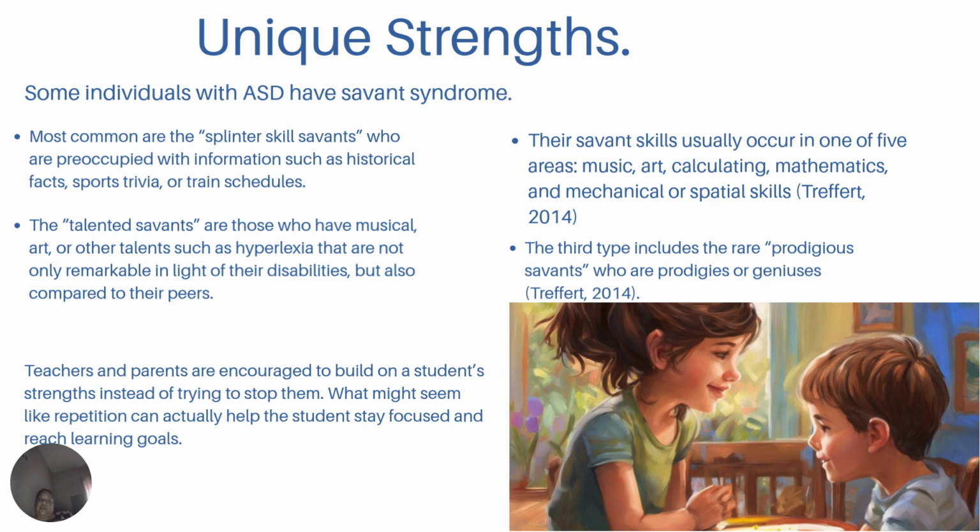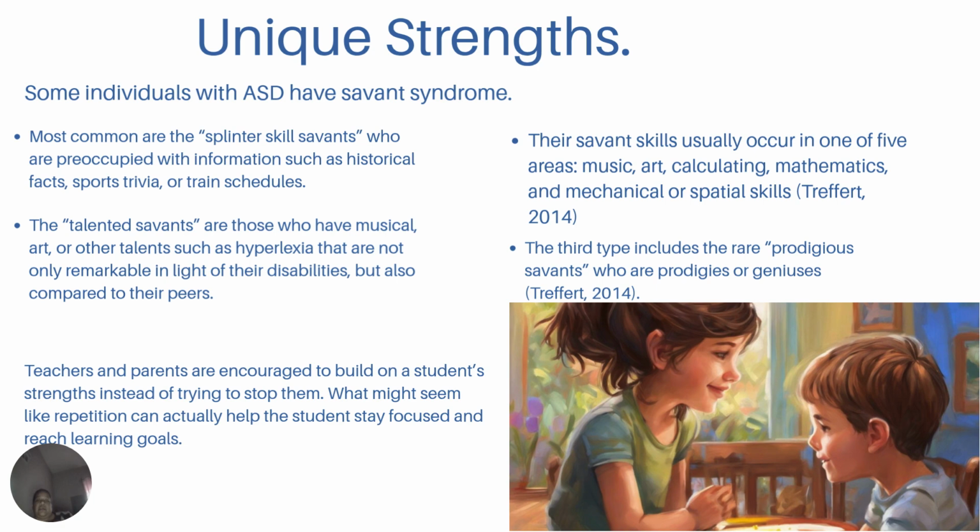Moving along to the unique strengths that they have. Some individuals with ASD have Savant syndrome. Most common are the splinter skill savants, who are preoccupied with information such as historical facts, sports, trivia, or train schedules. The talented savants are those who have musical, art, or talent such as hyperlexia that are not only remarkable in light of their disabilities, but also compared to their peers.